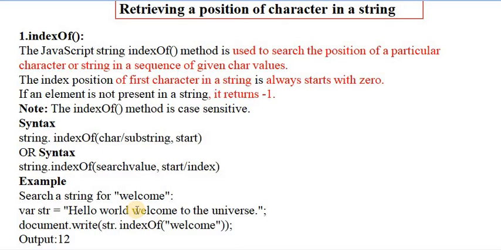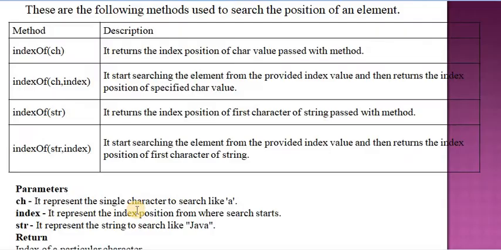There are some methods used to search the position of an element. By using indexOf(ch), where ch represents a single character to search, like A, it returns the index position of the character value passed with the method. Whatever character value is passed, it returns the index position of that character value.